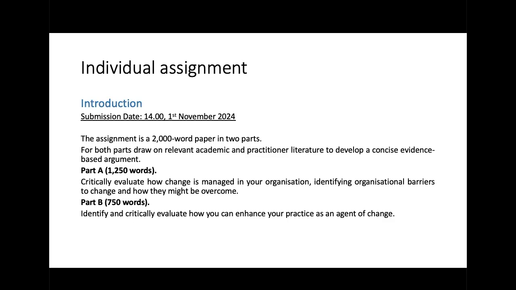The individual assignment, which is in 2 parts, is about changing your organization and your response to it. So we're adding in your experiences at that point. And that's it.